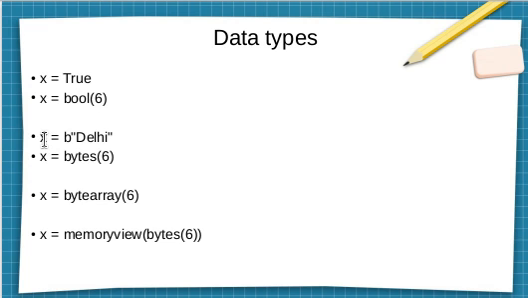This is a bytes type. Here we have to declare it with b, then the value, or also we can declare it as bytes of 6. In this case when we print x, the byte value of 6 will be printed. A bytearray is represented like this, x equal to bytearray of 6, and memoryview is represented as memoryview of bytes of 6.